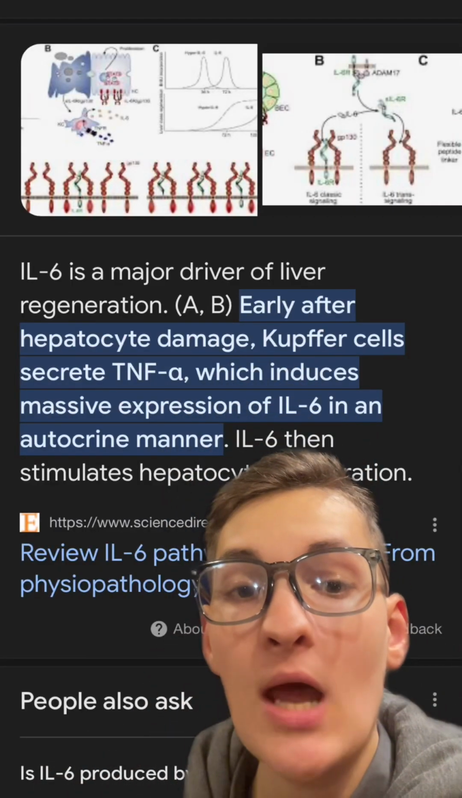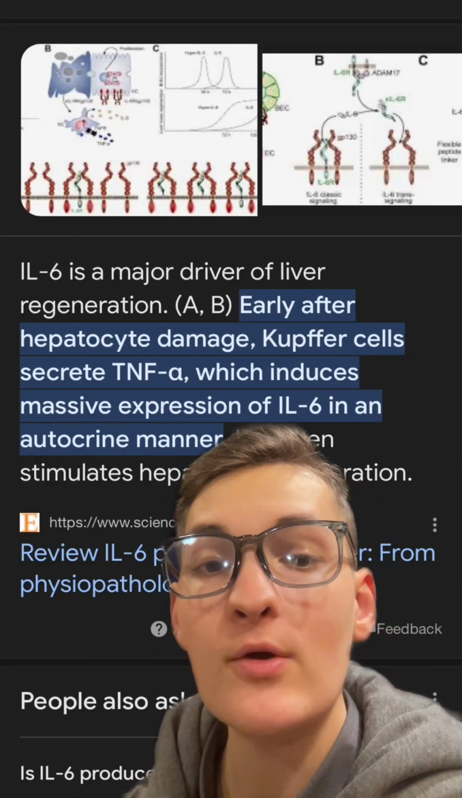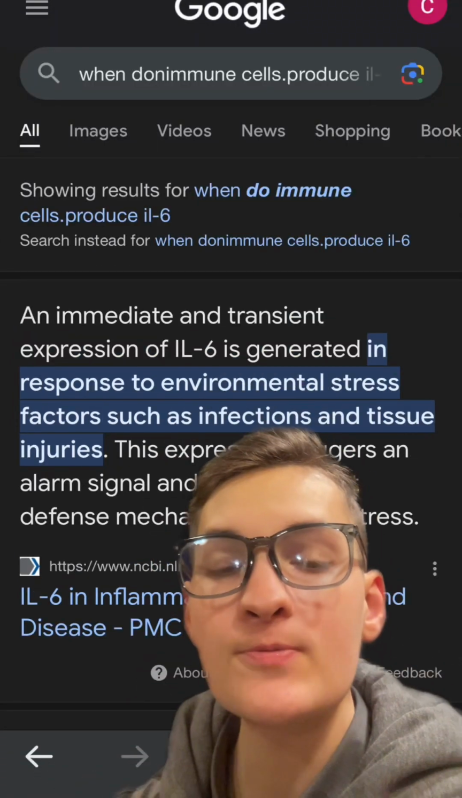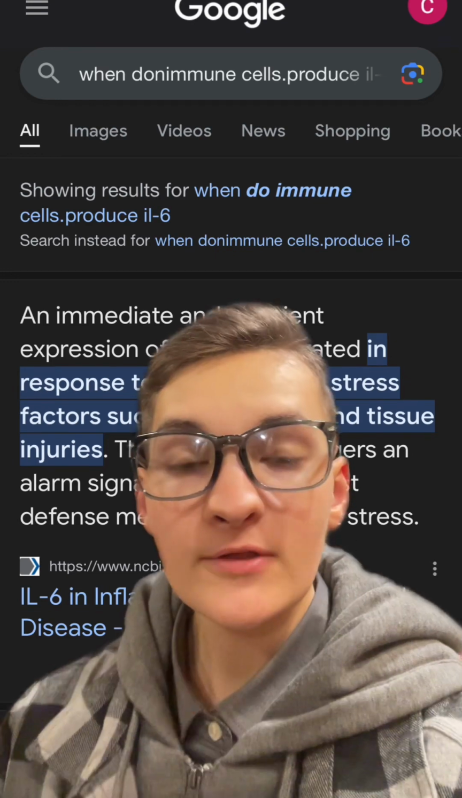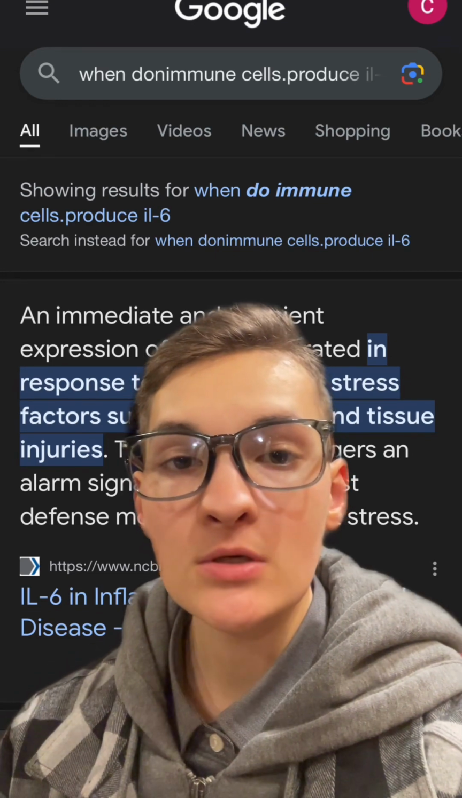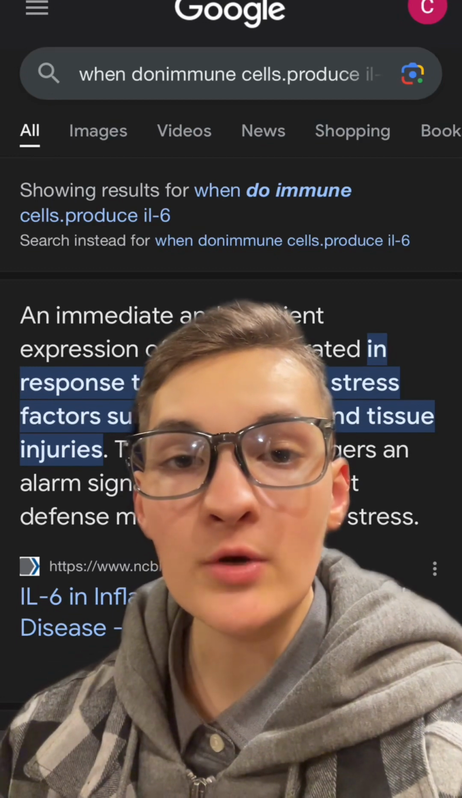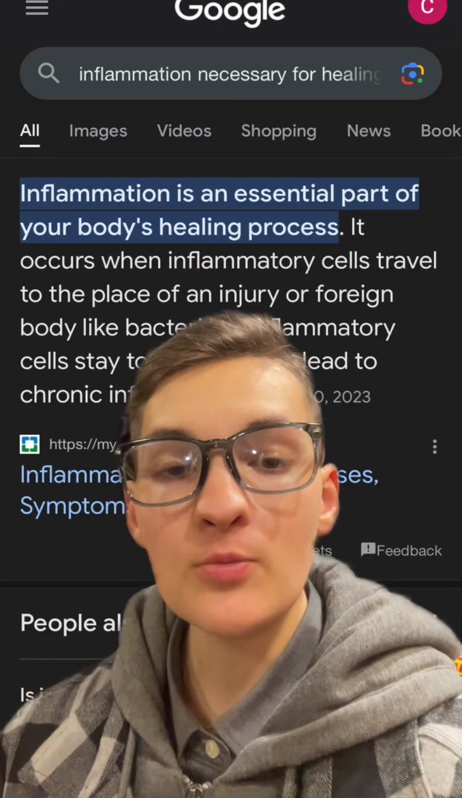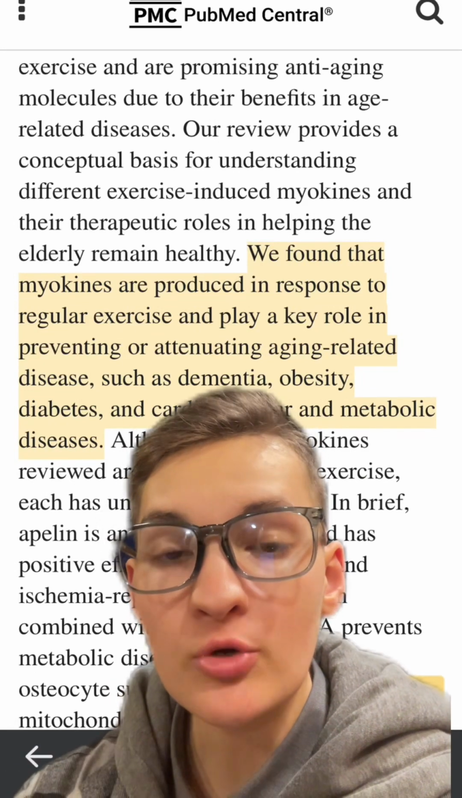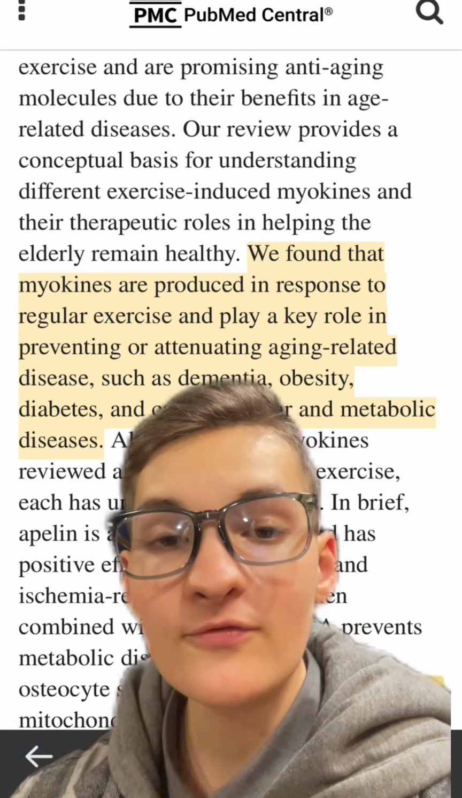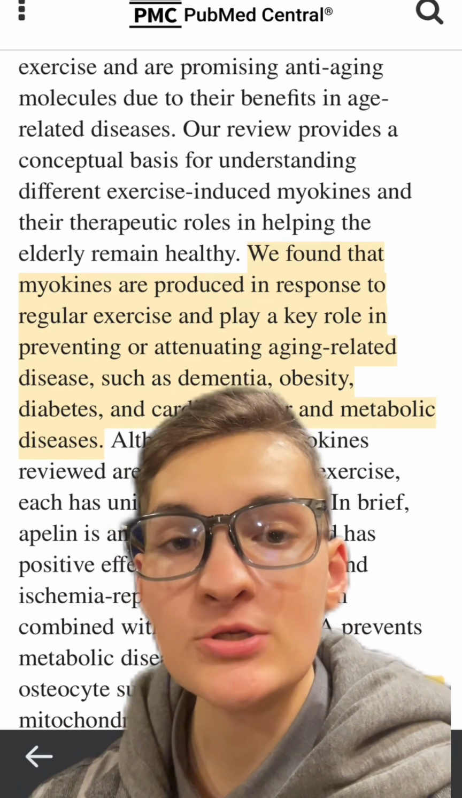But liver-produced IL-6 is produced when there is liver damage. And immune cells produce IL-6 in response to environmental stress, such as infections or tissue injury. Therefore, it makes sense that in both of these cells, IL-6 will be pro-inflammatory because inflammation is an essential part of the healing process. But the myokines that are produced by the muscles during exercise are both anti-inflammatory and improve exercise adaptations. Technically, exercise increases the production of inflammatory cytokines, but in this scenario, they are anti-inflammatory and have a myriad of beneficial effects.